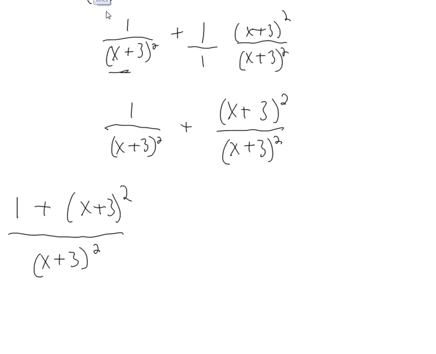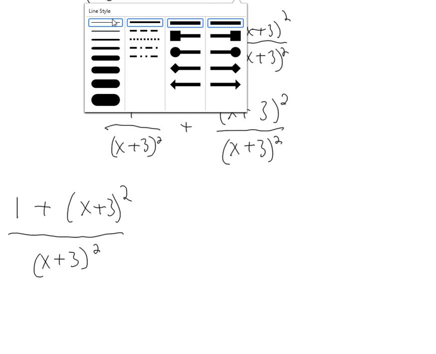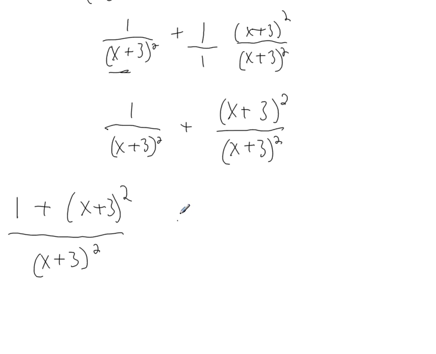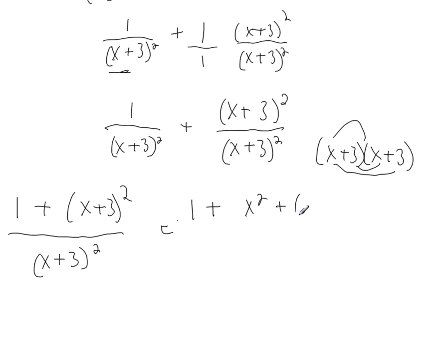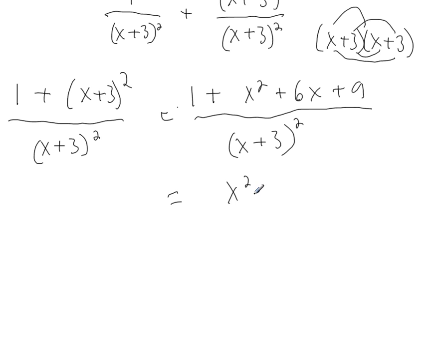Now to clean this up a little bit, we can expand out the numerator. That's going to leave me 1 plus, and if you remember your foiling tricks for multiplying two binomials, this is a perfect square binomial. The first is x squared. Then the outside is 3x, the inside is 3x. I add those together and get 6x. And then 3 times 3 is 9. Then we can combine like terms in the numerator, and we're going to get x squared plus 6x plus 10.